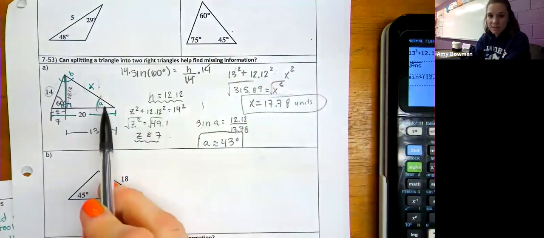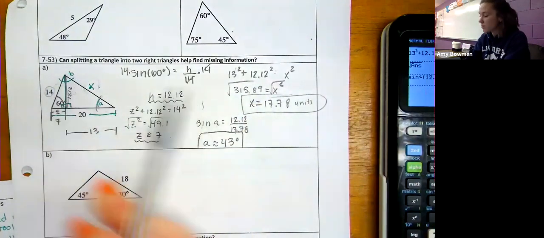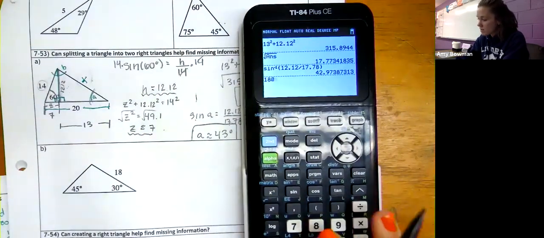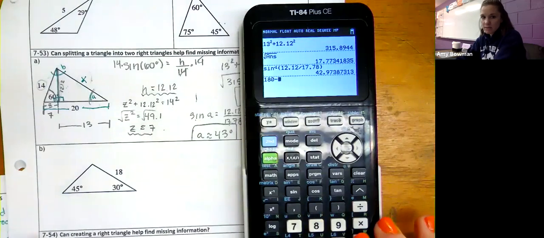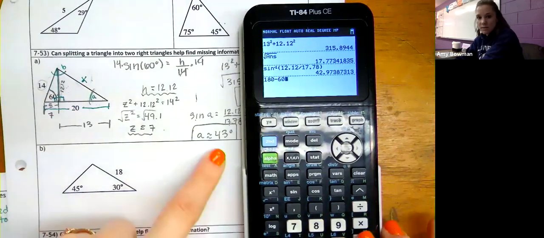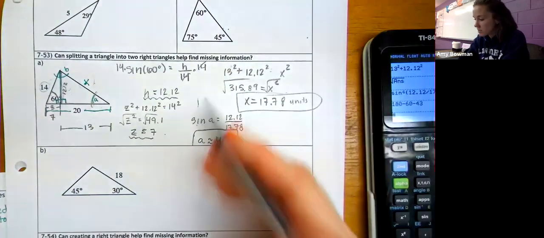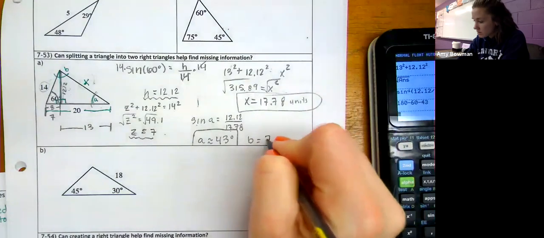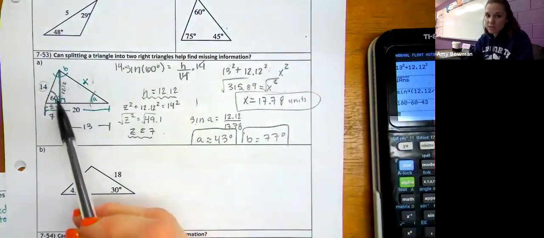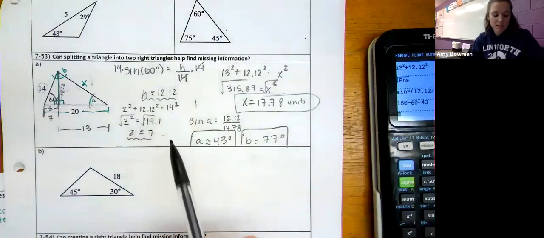I have one of my missing angles and the one missing side. All I need now is that third missing angle, which is as simple as doing 180 minus my other two angles, minus 60, minus 43. And finally, I have all the missing pieces. I had to make two other triangles and do a lot of trig along the way, but we finally found our three missing pieces.